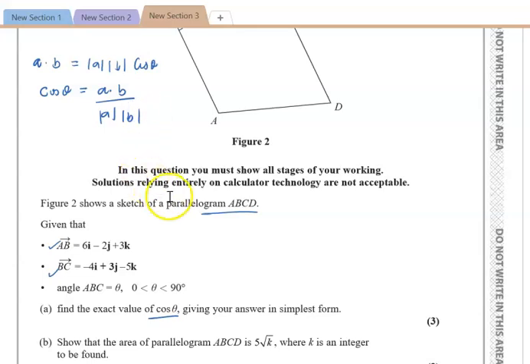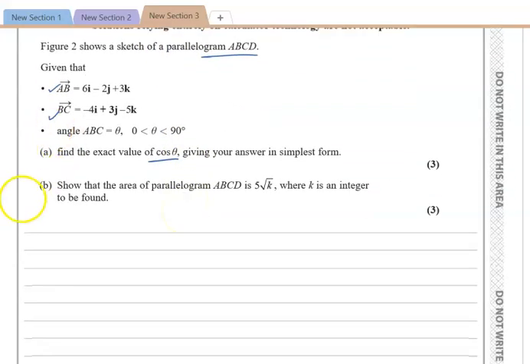So what we're going to do here is find the modulus of a, which is the square root of 6 squared plus 2 squared plus 3 squared. You can see I'm not bothered by the negatives.